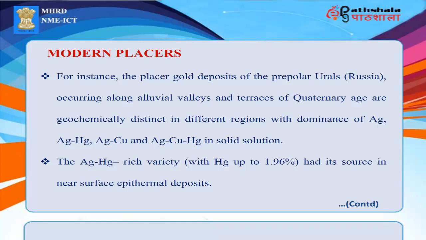For instance, the placer gold deposits of the prepolar Urals in Russia, occurring along alluvial valleys and terraces of quaternary age, are geochemically distinct in different regions with dominance of silver, silver mercury, silver copper, and silver copper mercury in solid solution. The silver mercury rich variety had its source in near surface epithermal deposits.